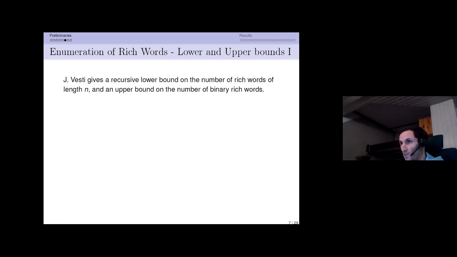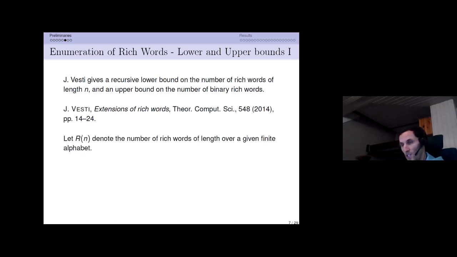So the first attempt, or the first significant attempt to enumerate rich words, was given by Vestim. And he gives some recursive lower bound and also an upper bound on the binary rich words. It means the rich words on the alphabet with two letters. I didn't even state explicitly what the bound is. It is just a note that he gives some result concerning enumeration. And it was in his paper, Extensions of Rich Words.